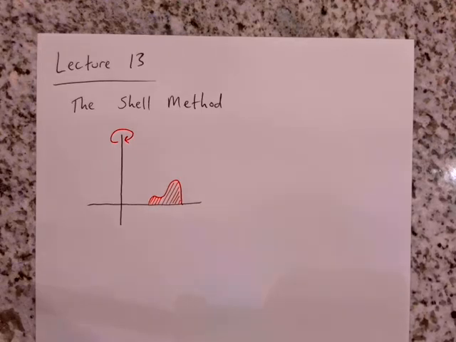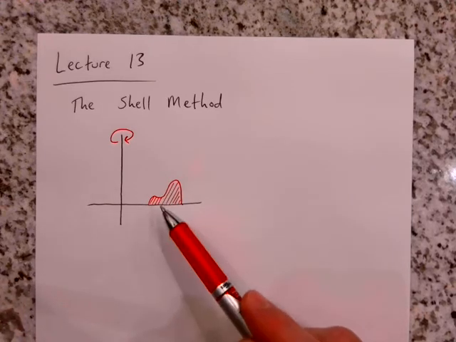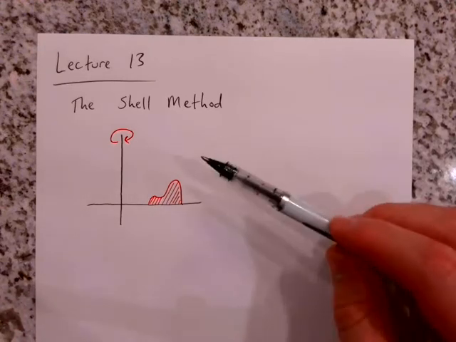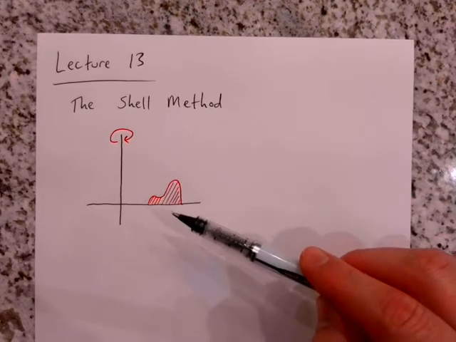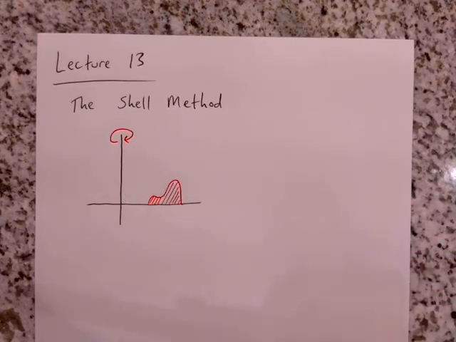So why do you need a third method? We already have the disk method when there is no gap. We have the washer method when there is a gap. That seems to cover all the bases. But why you need the third method is this. Let's say you have this region, and you want to rotate this region about the y-axis. So it's a vertical axis of revolution.